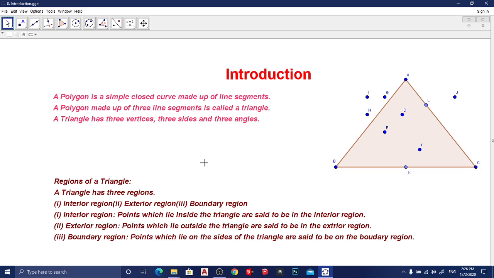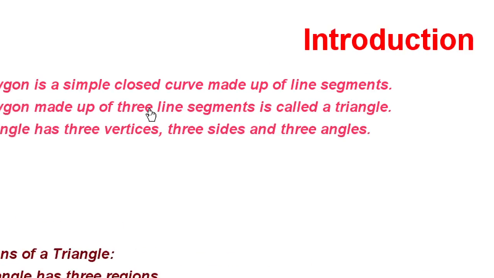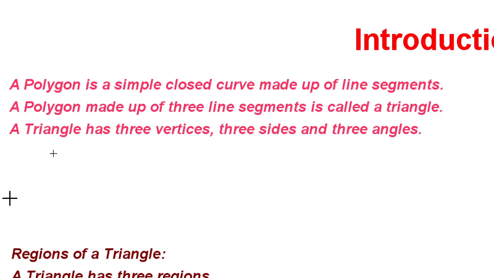So today we are going to learn about some basic properties of the triangle. If you see the definition of a polygon here, a polygon is a simple closed curve made up of line segments. Mainly a polygon is made up of line segments, that you have to remember.